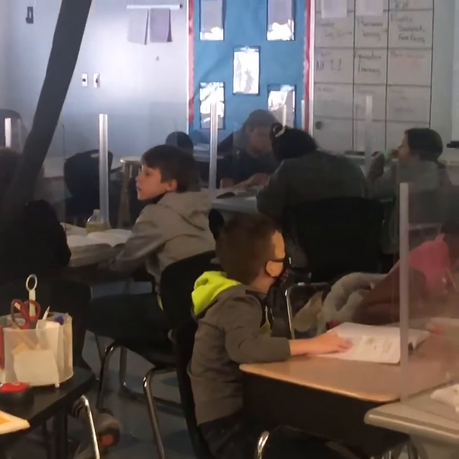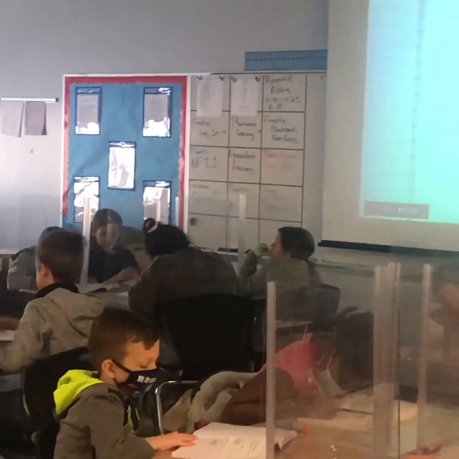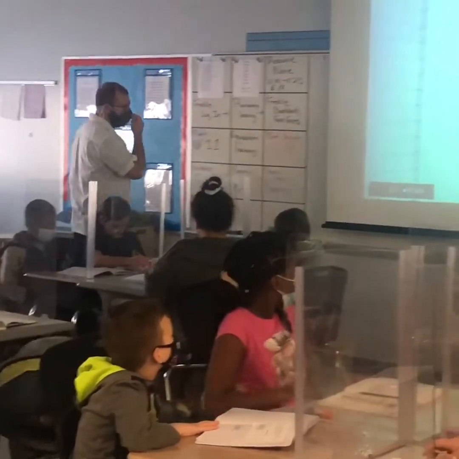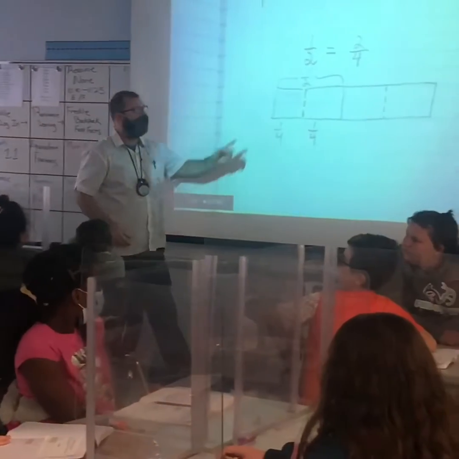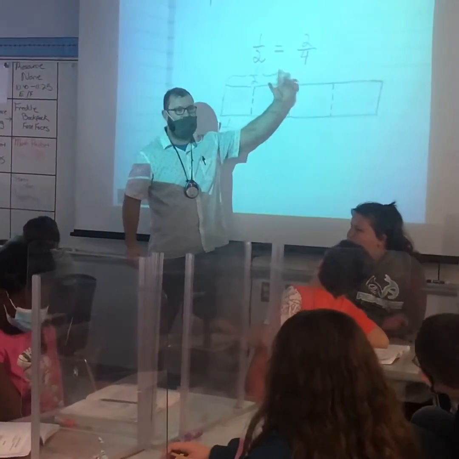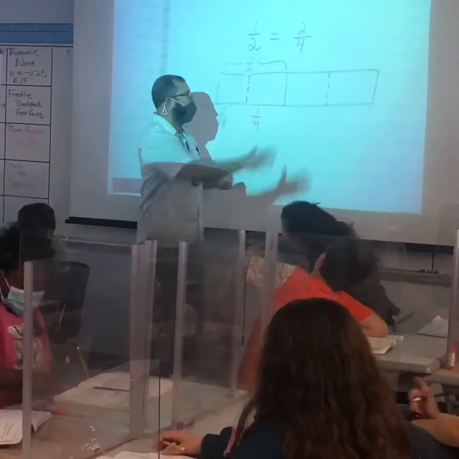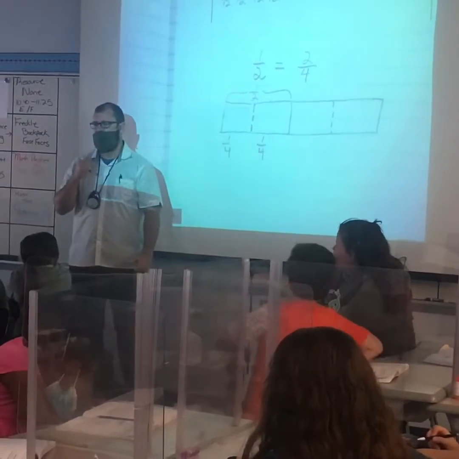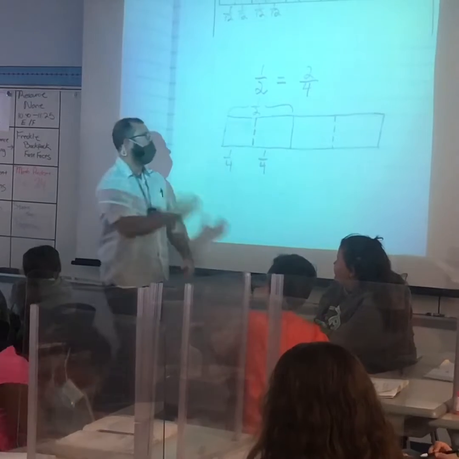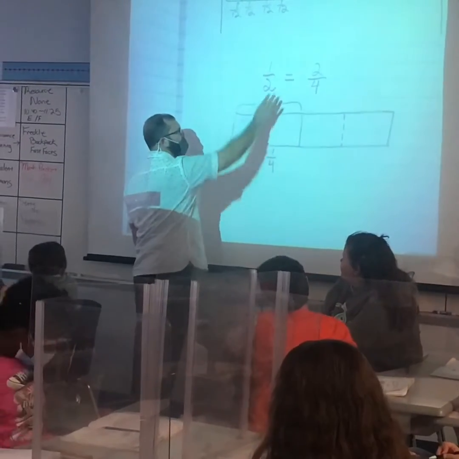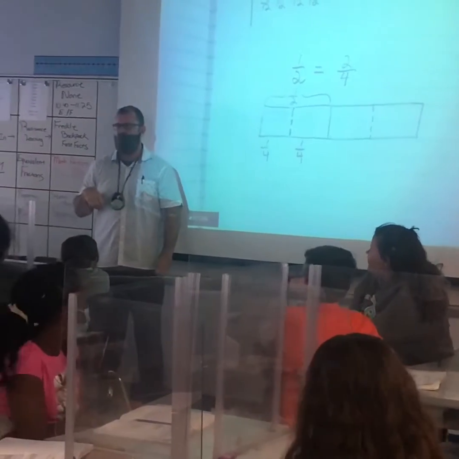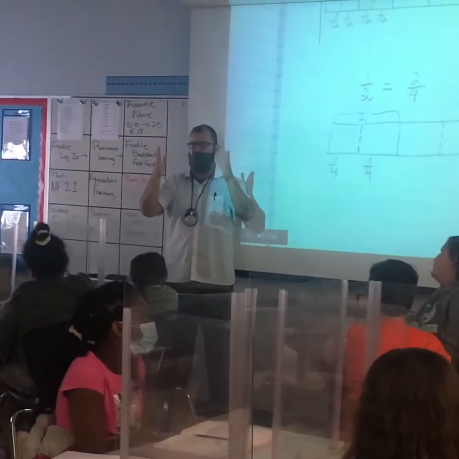We are proving, according to our standard, that we can use a model to show why fractions are equivalent, okay? The whole piece, did it ever change? No, it didn't change. The shaded, when we proved that these two fractions are the same, did the shaded part change? No, so they are still the same.